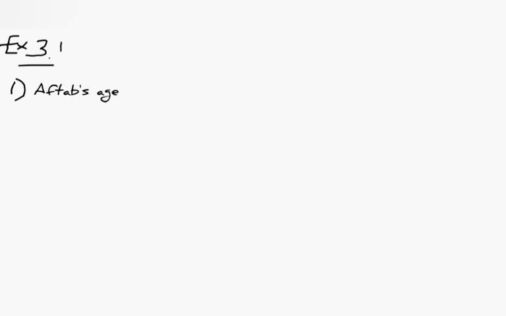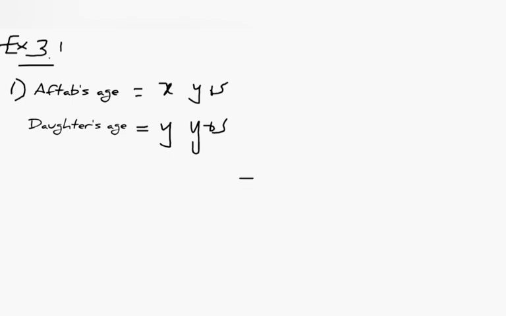So we'll assume Aftab's age to be x years, and we will take his daughter's age to be y years. So Aftab's age is x years and his daughter's age is y years. Now according to the situation given here, the Aftab's age is before 7 years ago, that is in the past. So we will just subtract 7 from both the ages. So x minus 7 and y minus 7.